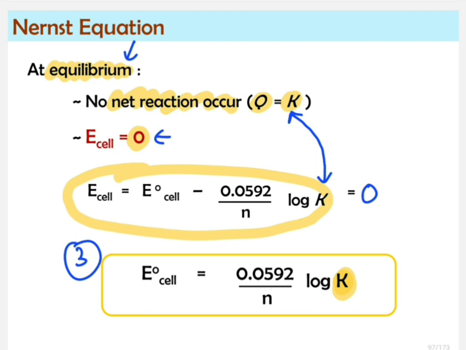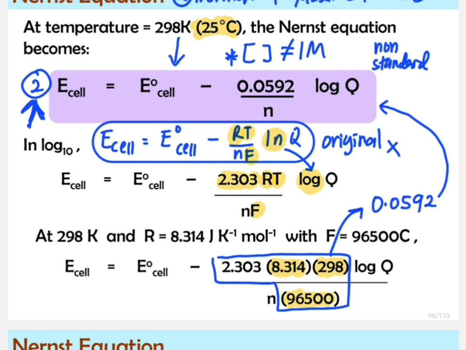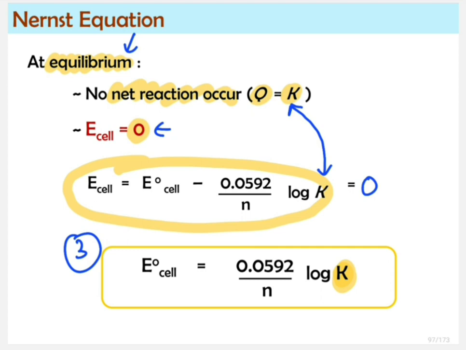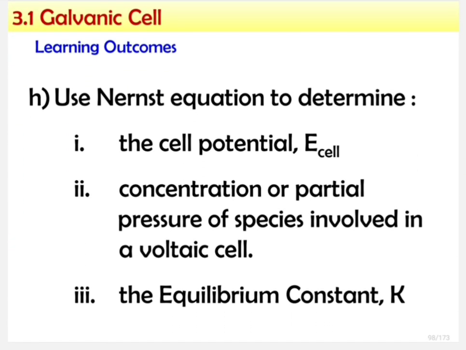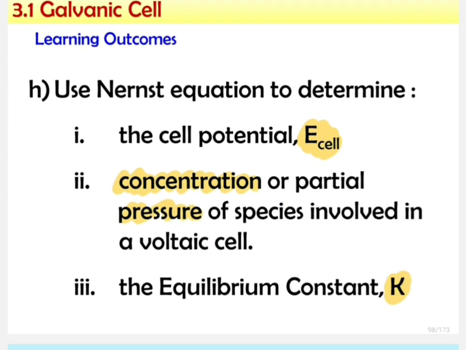Okay. So dalam topik ni, dalam Nernst equation ni you actually belajar 3 formula, 3 equation. Original Nernst equation. Okay. Kalau 25 degree Celsius, kita dapat equation yang ini. Yang kedua, kalau at equilibrium, equation yang ketiga. Alright? So, sekarang kita nak apply all of the equation that we learned just now to determine the cell potential. Kita juga boleh guna untuk determine concentration ataupun pressure of the species involved. And also, by using formula yang nombor 3 ni tadi, kita boleh determine equilibrium constant. Alright? So, kita akan tengok contoh-contoh soalan.